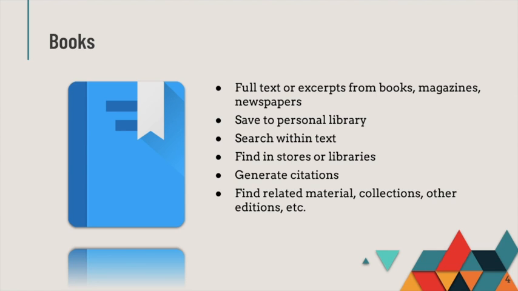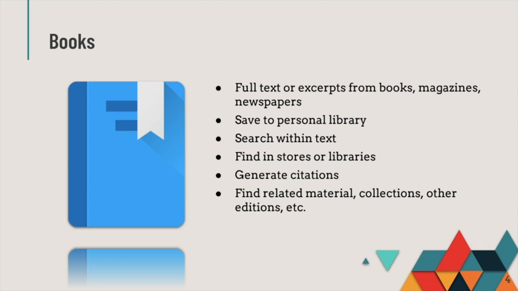If it's not an ebook, you can find it in local stores or libraries, so it'll tell you the price, like from Barnes & Noble or from Amazon or other nationwide booksellers right on the page. It'll tell you what libraries in your zip code or around you have access to it. You can generate citations for the book in all different formats, and if you like that book, it'll tell you other materials from that author.